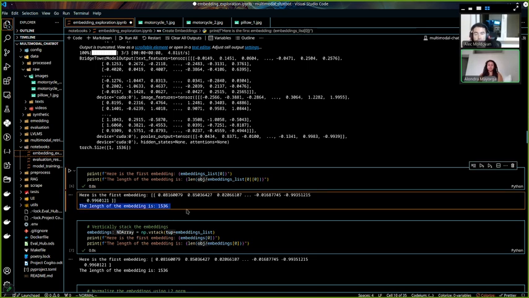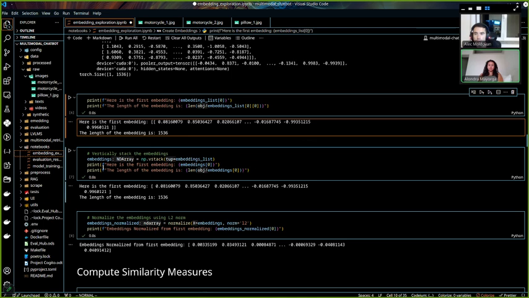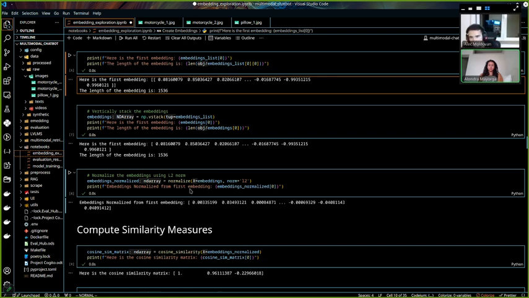As you can see, the length of it is 1,536, meaning that's how many values are in the vector. This is one vector, two vector, three, and so on. I vertically stack them so I can put them all together. At the end, I'm supposed to have three of them together when I vertically stack them. This is just some coding.